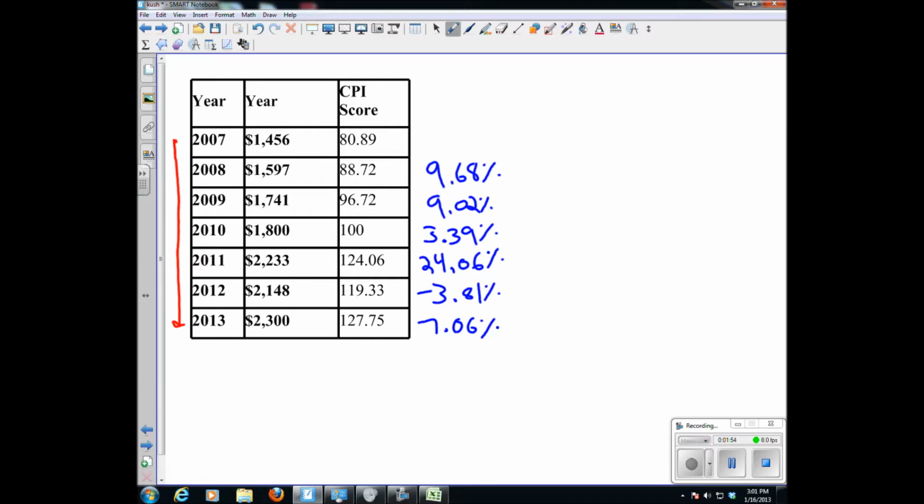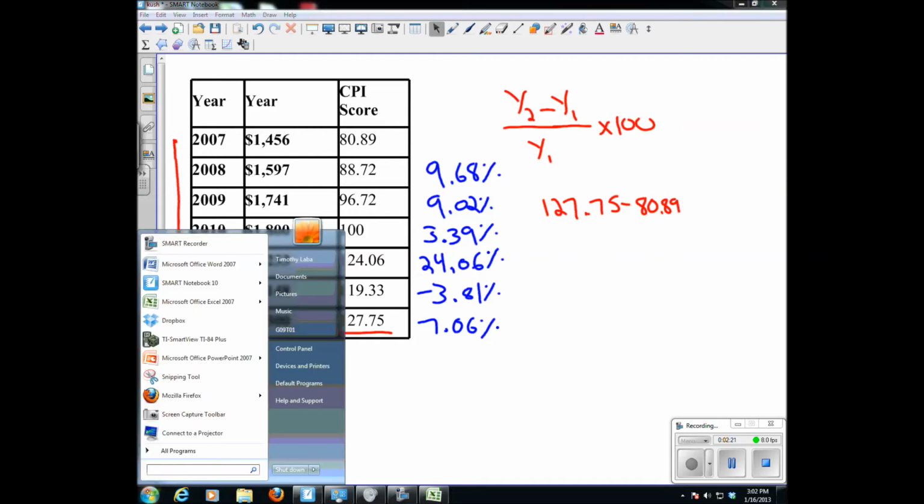You still need to set up that formula just like you always would to calculate any inflation rate. So the fact that the years that we're talking about are not sequential doesn't change anything. It's still going to be year 2 minus year 1 over year 1 times 100. Let's take a look at our example here. Year 2 is going to be 127.75 minus year 1, which is going to be 80.89.